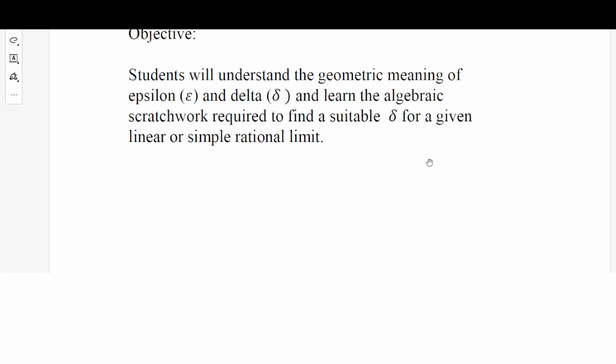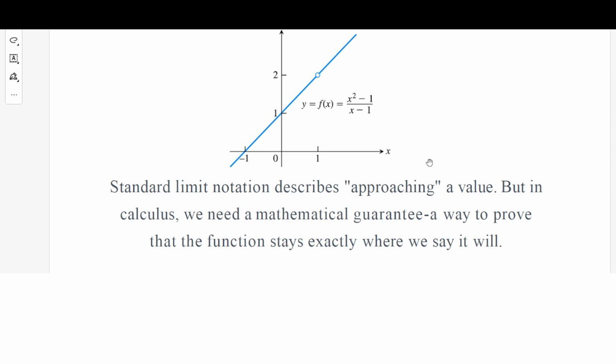The precise definition of a limit. In this section, you are going to understand the geometric meaning of two different notations, epsilon and delta. And we're going to talk about them. We're going to do some examples where we need to find a suitable delta for a given epsilon. Keep in mind, this is the first section where you are going to see this notation, which might be a little bit confusing at first.